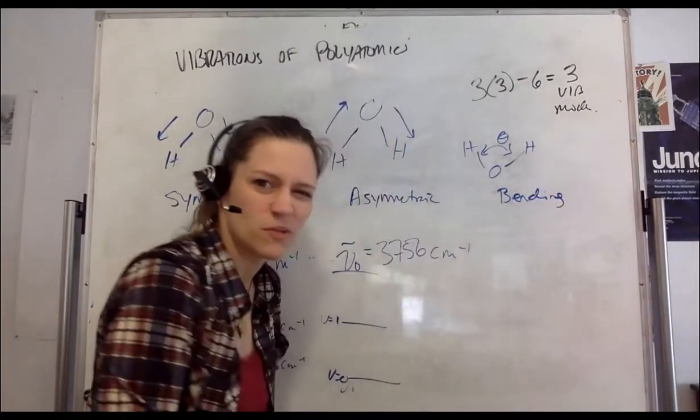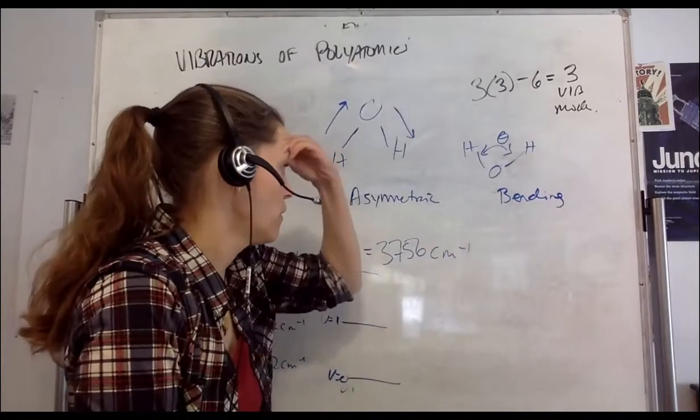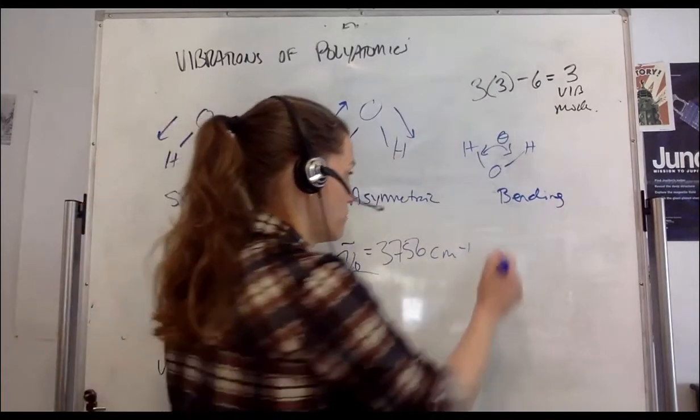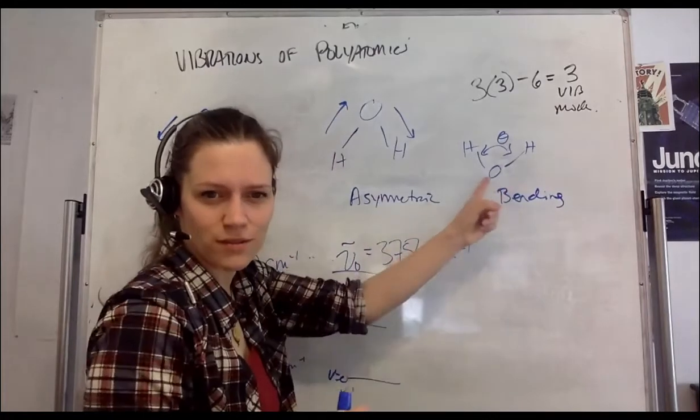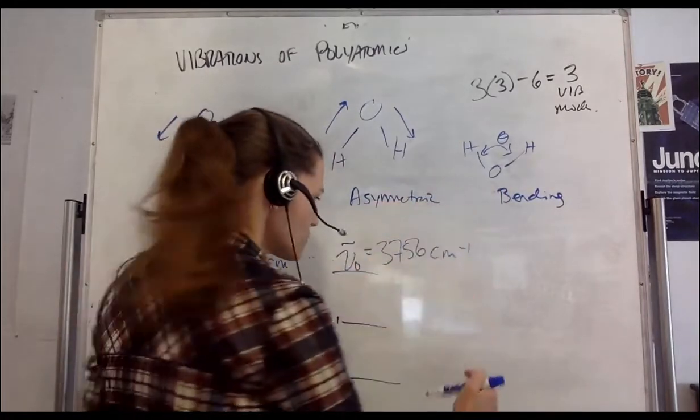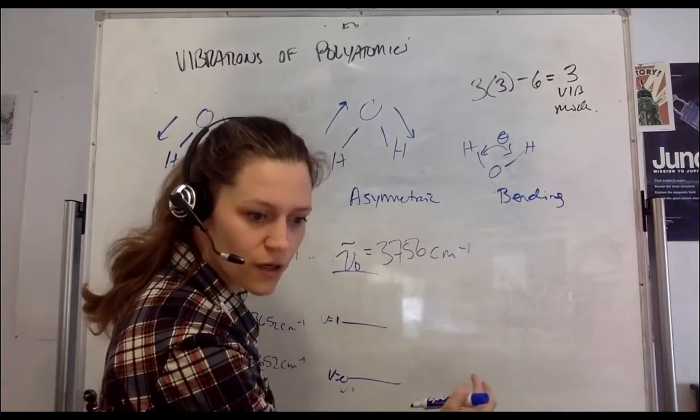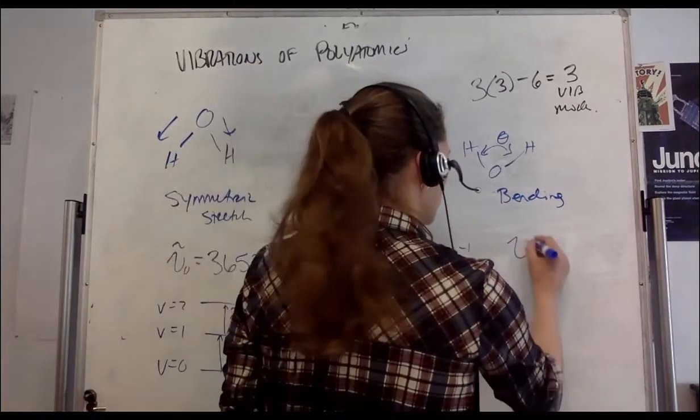With polyatomics, they normally call it scissoring. But this is kind of a weird polyatomic because there's only one central point. There's no backbone. But then you've got 1595.